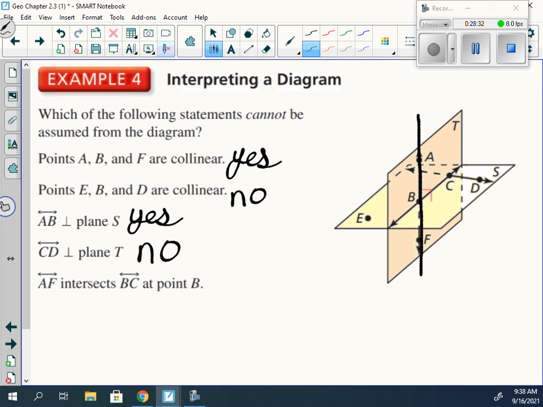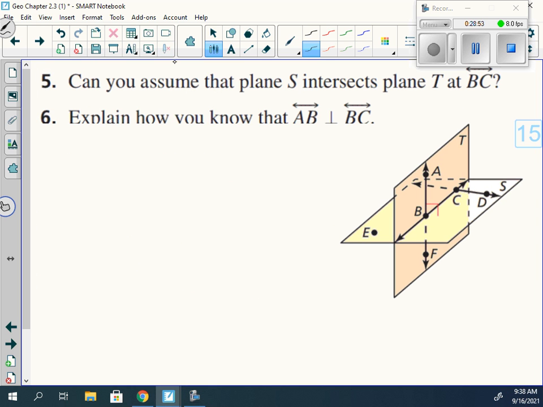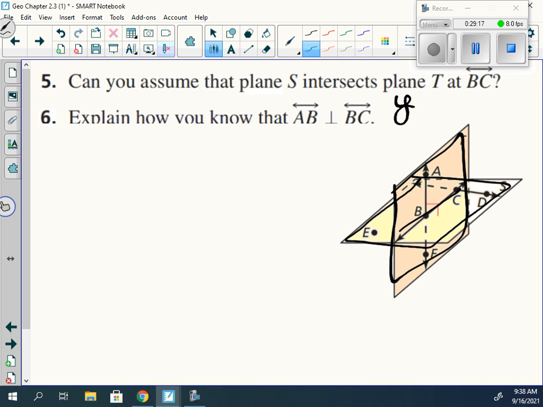And lastly, AF and BC intersect at point B. Yes. Because that is shown, and we do have it. Any other questions on these here? We good with these here? I believe these are the last two. Yes? All right. Can you assume that plane S intersects plane T at line BC? Plane S and plane T intersect at line BC? Yes. Because that's where those two planes do intersect.